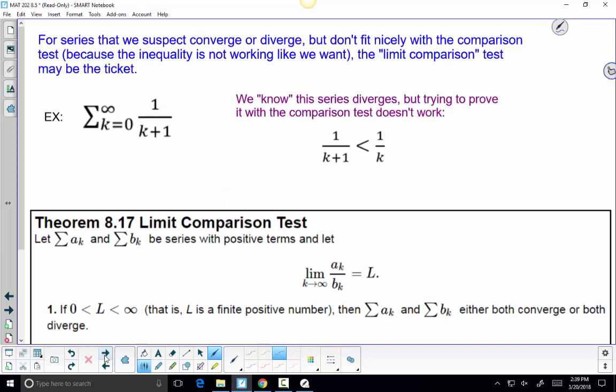Okay, so here is where I kind of explain that idea. For series that we suspect converge or diverge, but don't fit nicely with the comparison test because the inequality is not working how we want, we're going to use the limit comparison test. So here's basically the example I just had on the board in the previous slide. Can't get it to go the right way. A divergent series can't tell us anything about a smaller series, even though we know that thing's got to diverge.